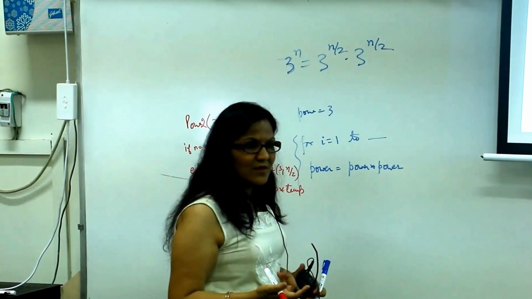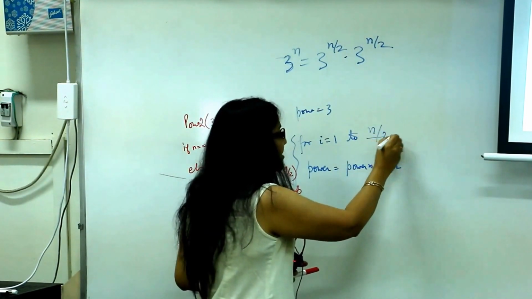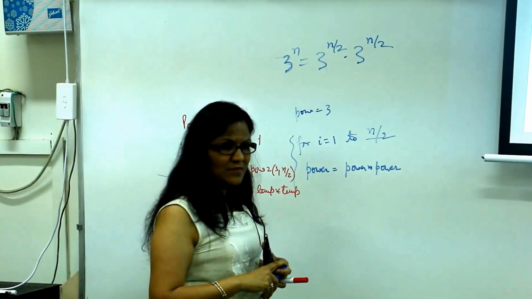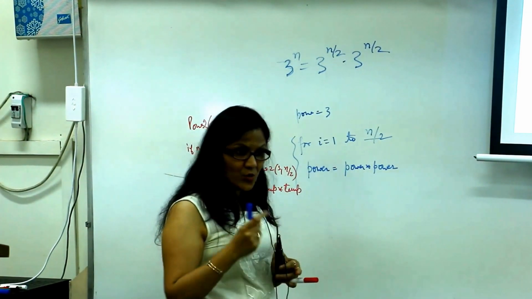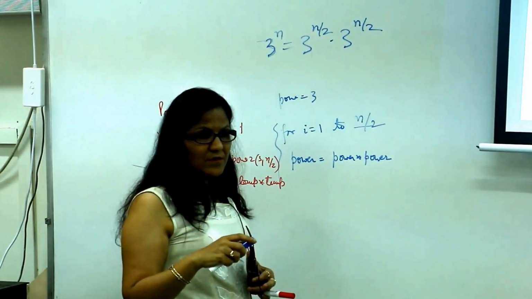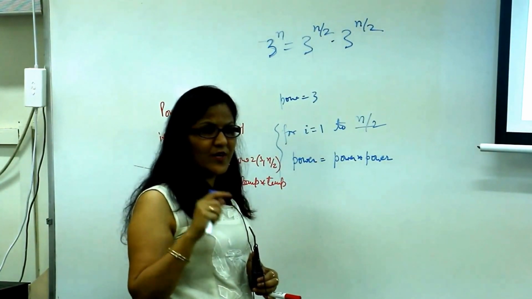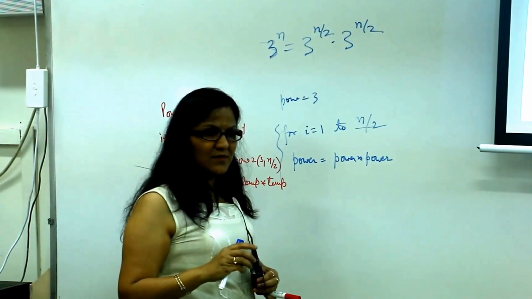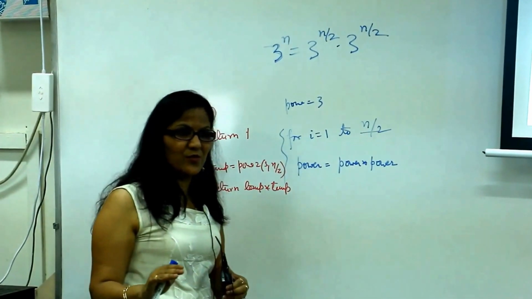For i is equal to 1 to n by 2, then temp is equal to temp into 3. After that for loop, temp is equal to temp into temp. No, that's not correct. If you run a for loop from 1 to n by 2, you have already spent n by 2 time. After that, I have multiplied temp into temp. The first for loop cannot run from i is equal to 1 to n by 2.